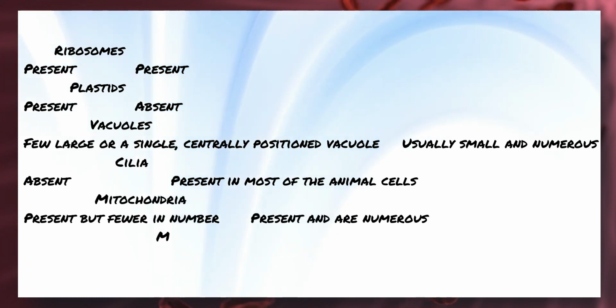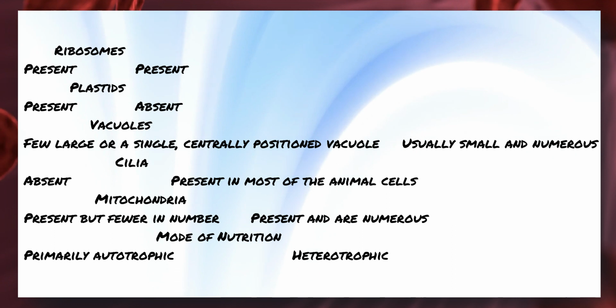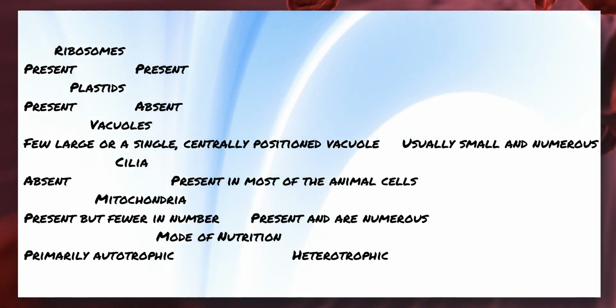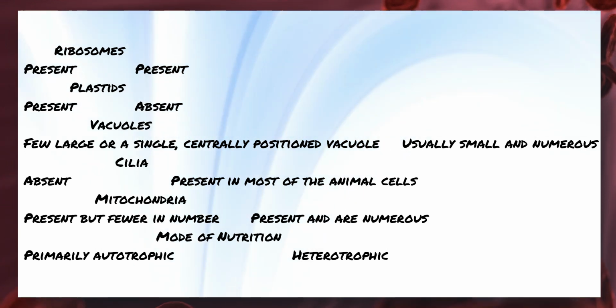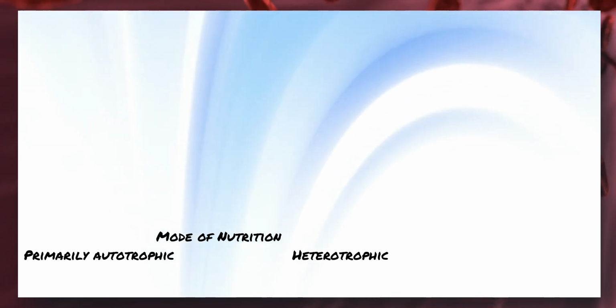Ribosomes: present. Plastids: present, absent. Vacuoles: few large or a single, centrally positioned vacuole; usually small and numerous. Cilia: absent, present in most of the animal cells. Mitochondria: present but fewer in number, present and are numerous. Mode of nutrition: primarily autotrophic, heterotrophic.